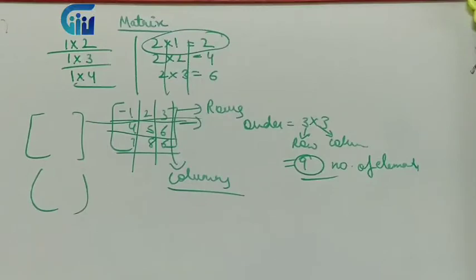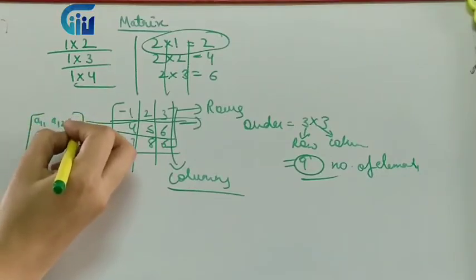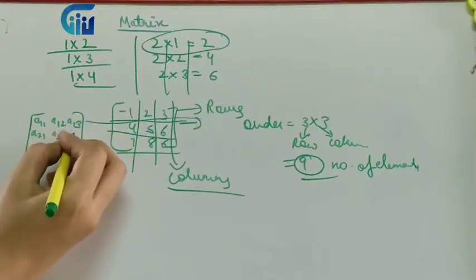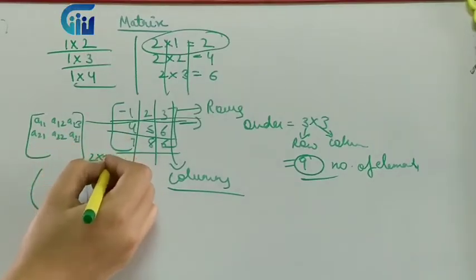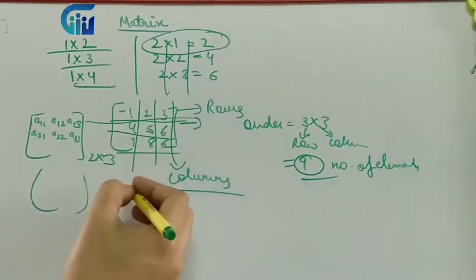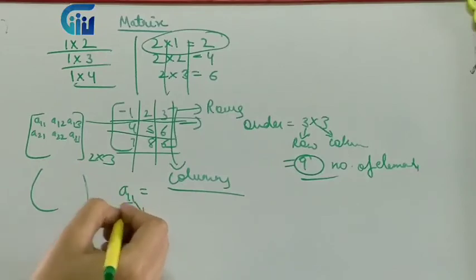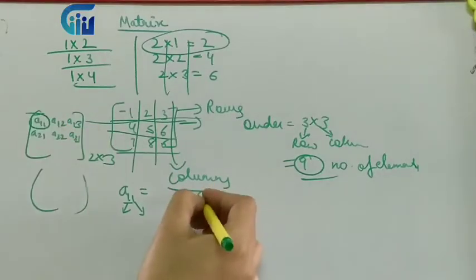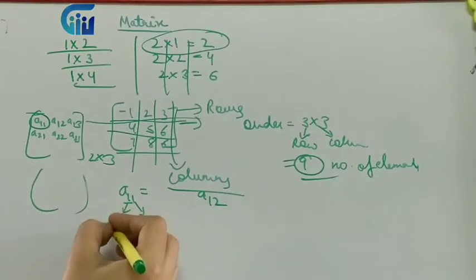Now, how do we describe a particular matrix? Suppose I have a matrix like this. We write the elements like this. Suppose I have written a matrix of order 2 cross 3. When I say A11, what does it mean? It means the element present at first row and first column, that is this particular element. When I write A12, it means the element present at first row and second column. Similarly, it goes on.